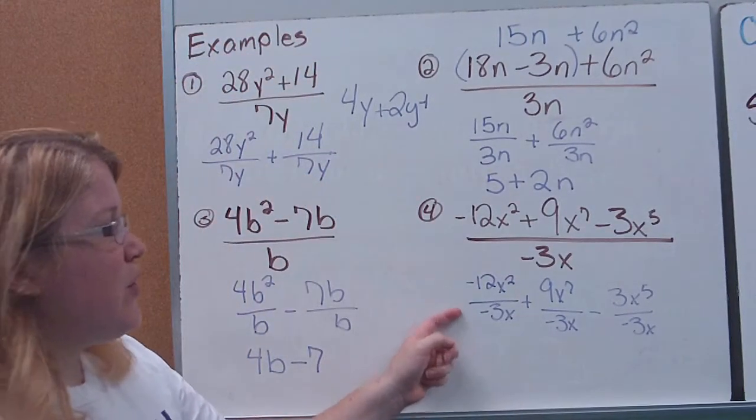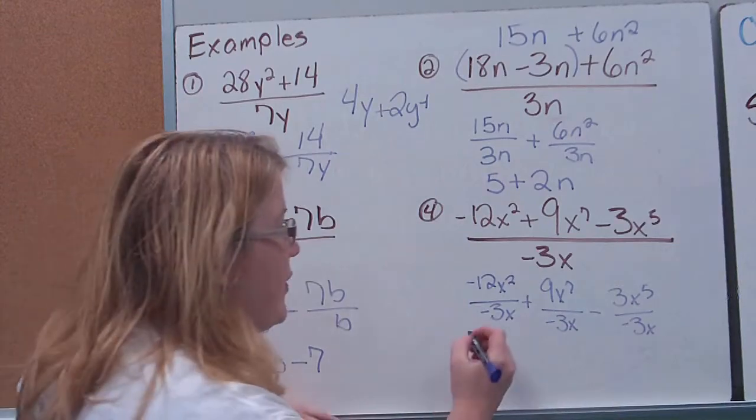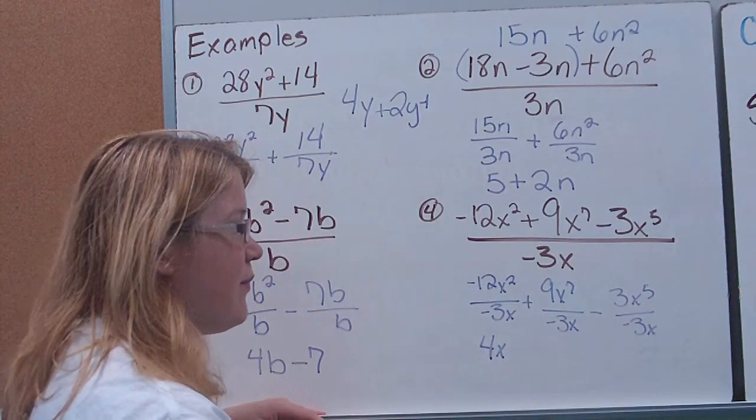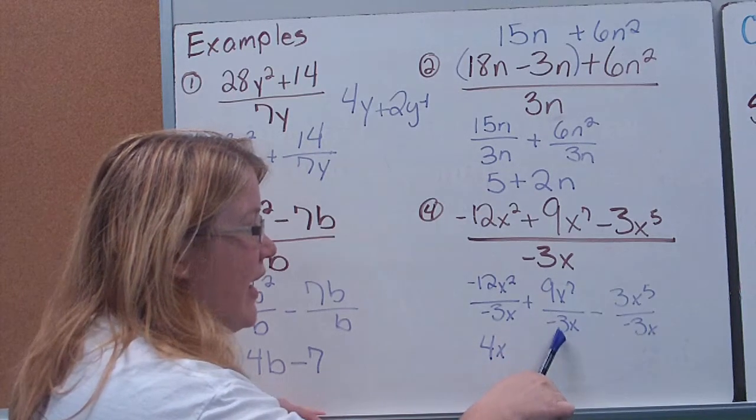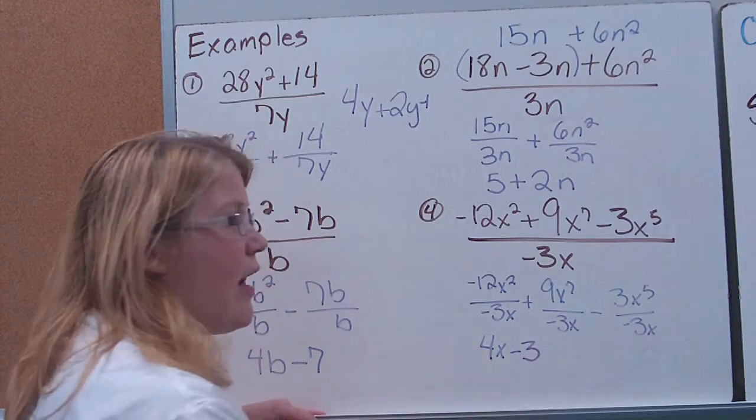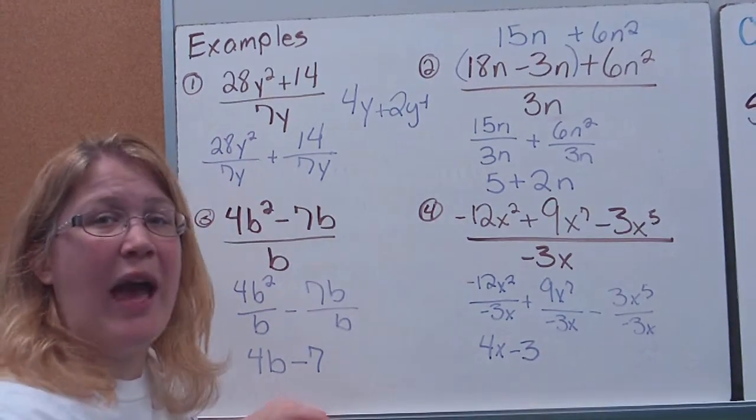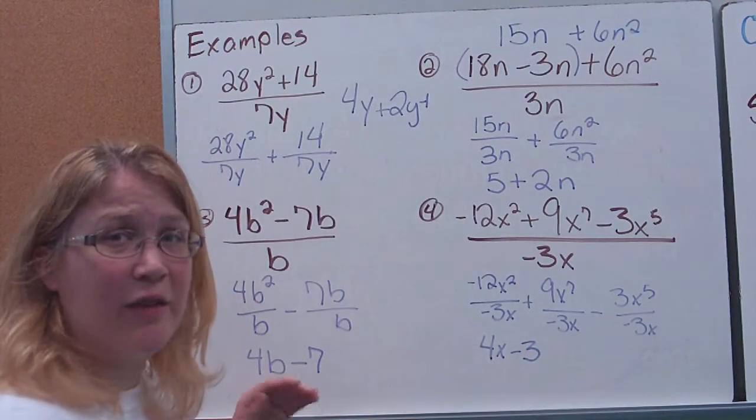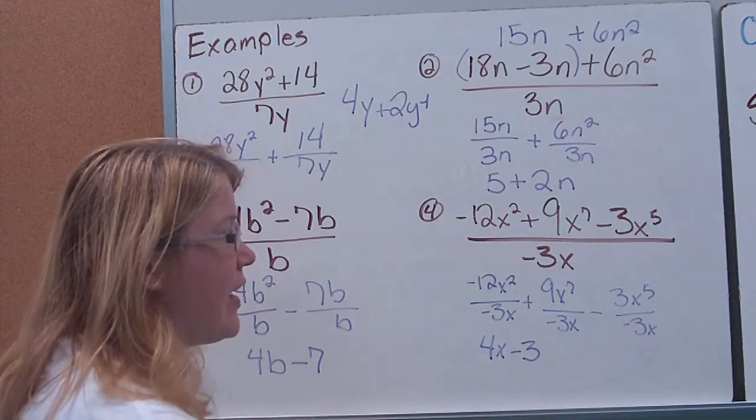So negative 12 divided by negative 3 leaves me with a positive 4. x squared divided by x leaves me with an x. 9 divided by negative 3 is going to make negative 3. So rather than writing plus a negative, I'm just going to write the minus 3. You can write plus a negative, but I'm just going to stick with writing it as negative because it's the same thing. Keep that in mind.